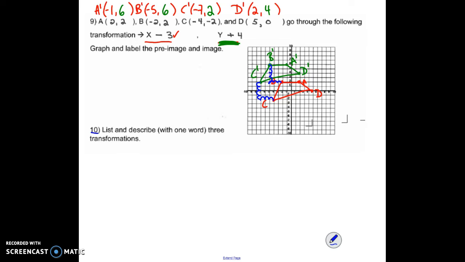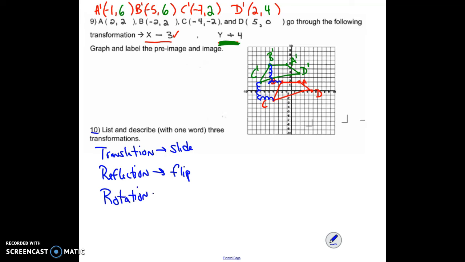Number 10. List and describe with one word 3 transformations. Well, the 3 transformations that we're really talking about in this section is a translation, which means to slide. You just move something over. And that's what we did here, going from A, B, C, D to the other is a slide. It's a translation. The next one's a reflection, which means to flip. And the last one is a rotation, which means to turn.